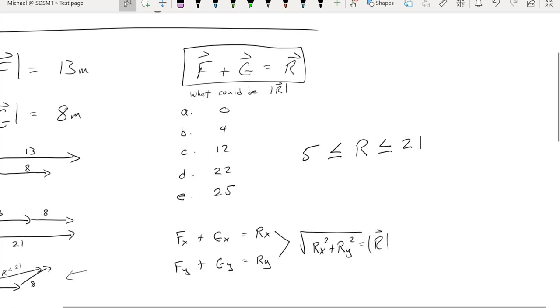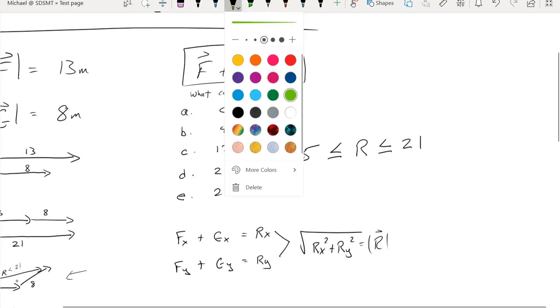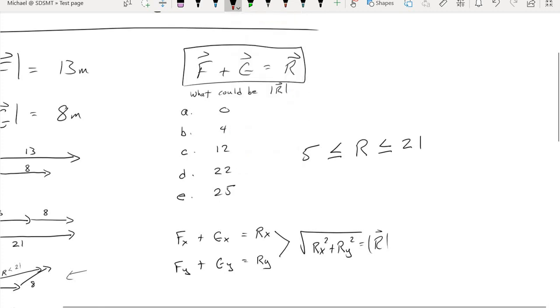We cannot have anything less than 5. We cannot have anything greater than 21. And so now we can see quite easily what the answer is. The only valid answer that exists within this range is 12.